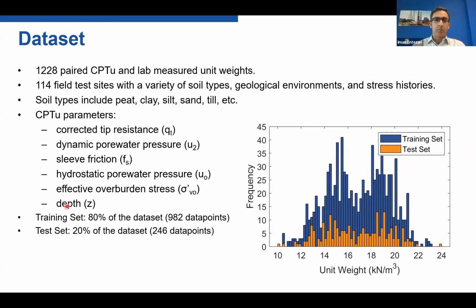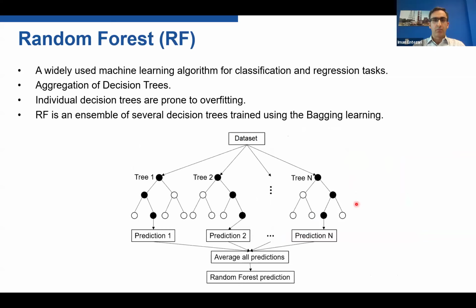So in this basically histogram here, you see the histogram of the training set in blue and test set. So basically, we got the data set. We took 20% of that as the test set, and then used 80% of the data set as our training set. And then basically, we used a machine learning algorithm called random forest, which is widely used for classification and regression tasks. It's basically an aggregation of decision trees, as you see in this diagram here.